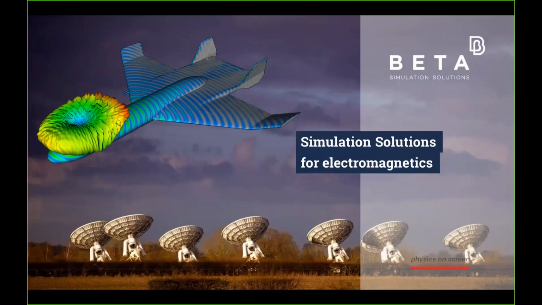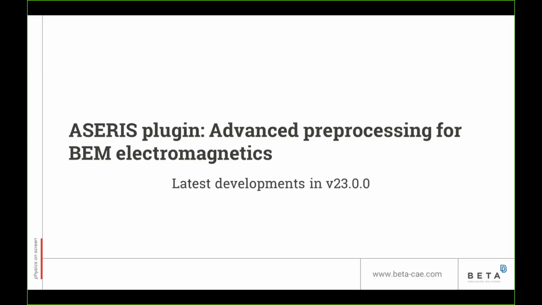Welcome to this webinar about the newest developments in Beta's product suite in the domain of electromagnetics. I am going to present you the Azeris plugin, which is a plugin that allows the user to prepare and set up electromagnetic simulations in ANSA for the Azeris solver. Its development started in version 23, and it's the first version where it came out.